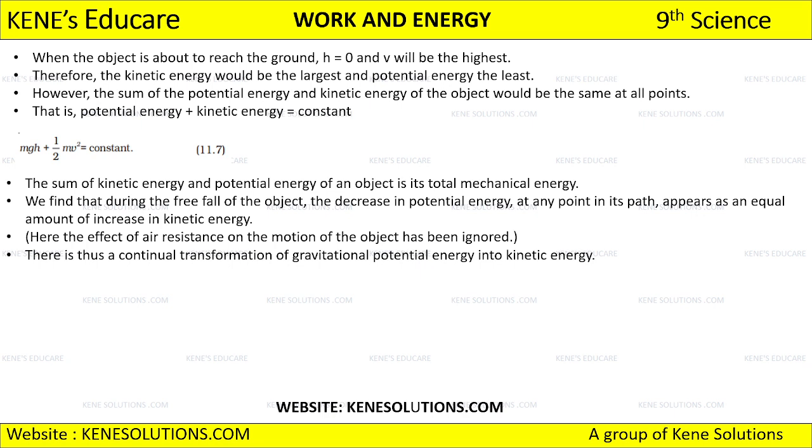And for that reason, the sum of the potential energy and kinetic energy would be the same at all points. What would it be? It would be the same at all points. And for that reason, potential energy plus kinetic energy is equal to constant. And that is why we write this in 11.7 that mgh plus half mv square is equal to constant, right?